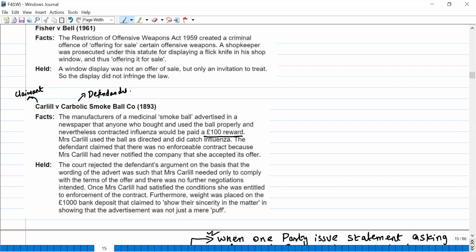The court said that the company also placed a £1,000 bank deposit, which clearly indicates that they are serious about the advertisement. So the showing of the bank deposit amount indicates that they were serious about the matter. They were not just faking that. They were not just doing that for the promotion of their medicine. Well, they were doing that, but not just for the promotion purpose, or they would not give the reward. So that is why the judge said that Mrs. Carlill just needed to comply. She just needed to follow the wording of the advertisement, and that was enough to form a contract, to form an agreement, and they should pay Mrs. Carlill the reward of £100.